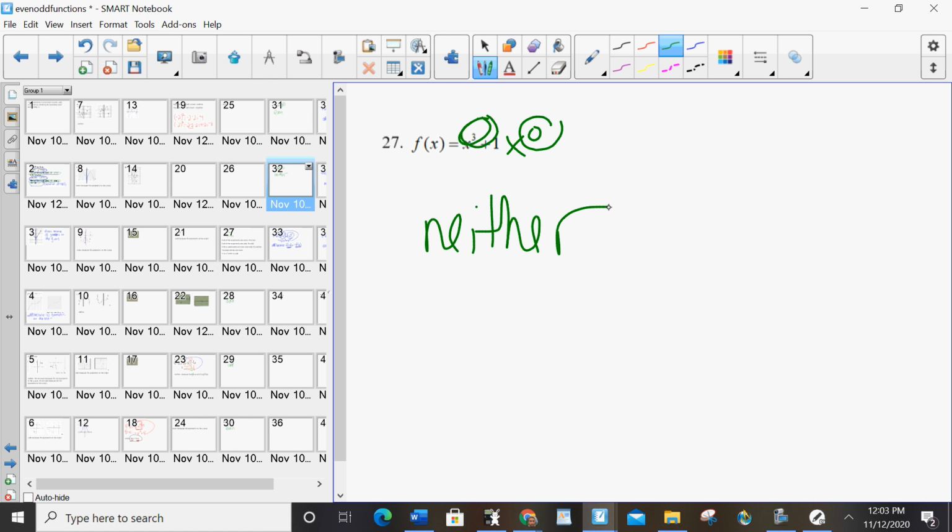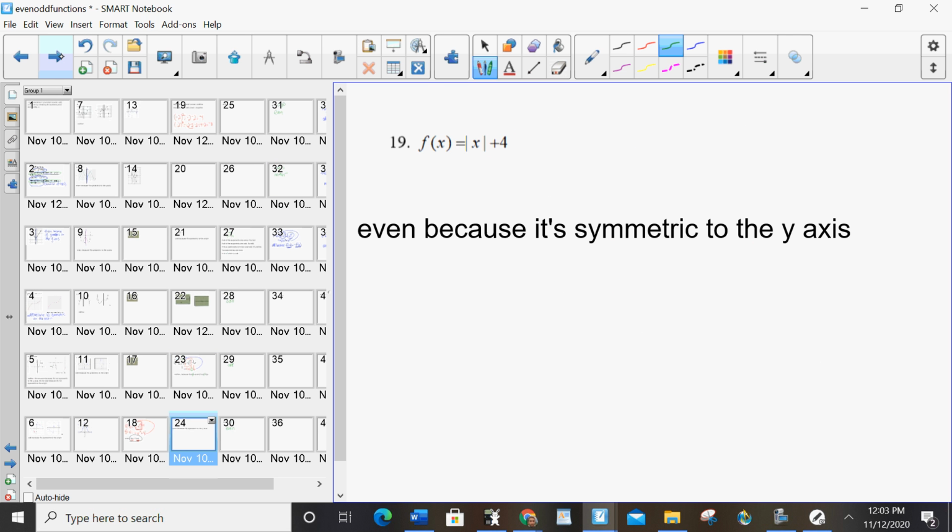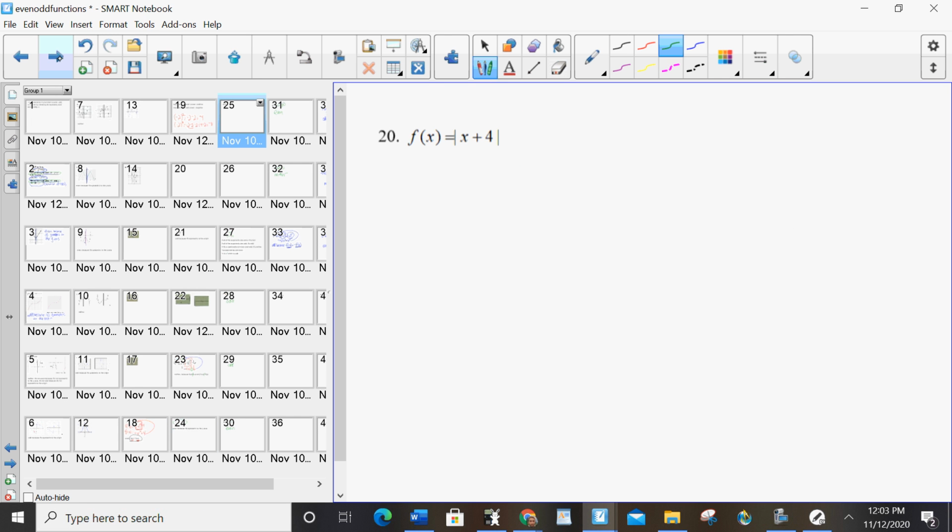So that trick will work for polynomial functions. It won't work for something like this, an absolute value function. It won't work for something like this, a rational function. But it's just a little shortcut that you may be able to use sometimes. Will you get full credit for that? Probably not. But again, I like to empower you with all the information.